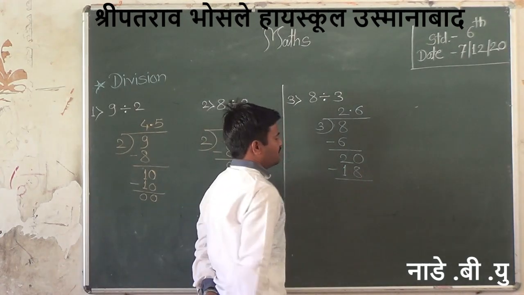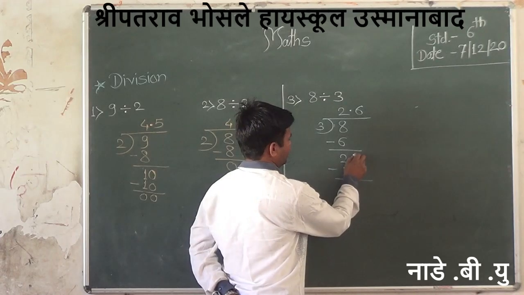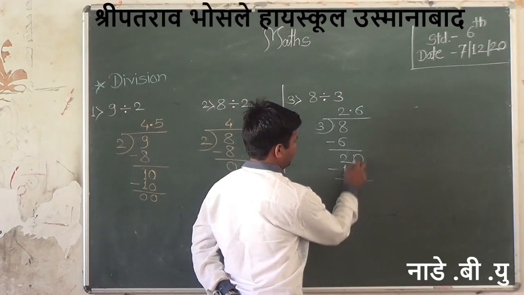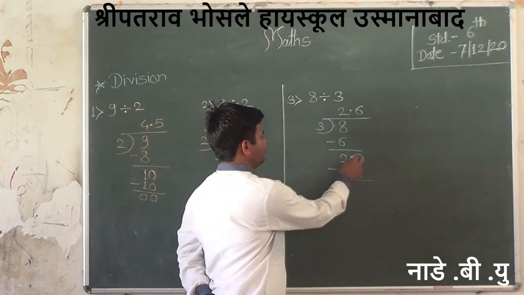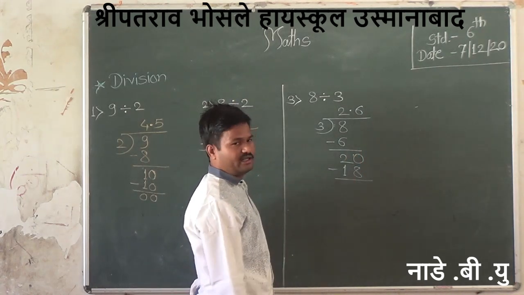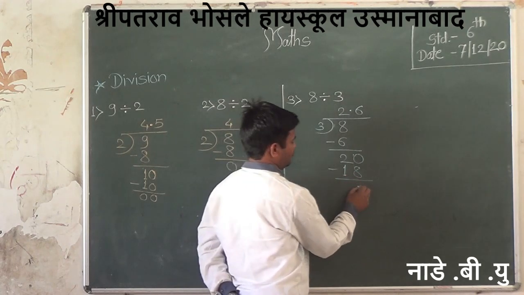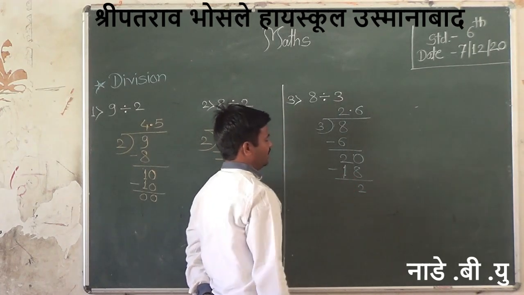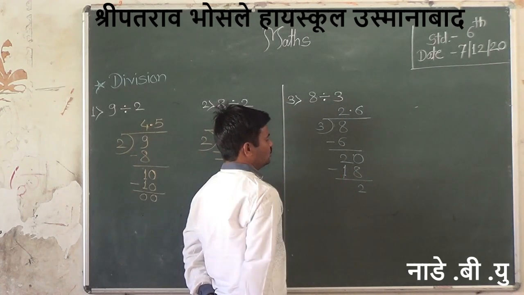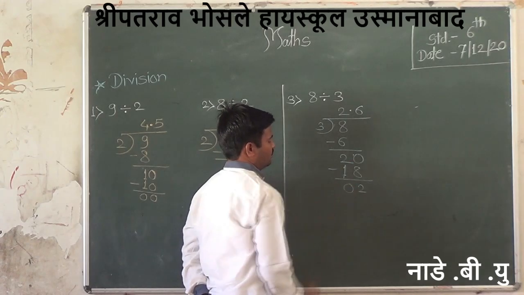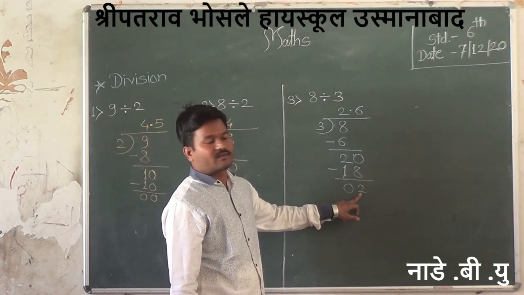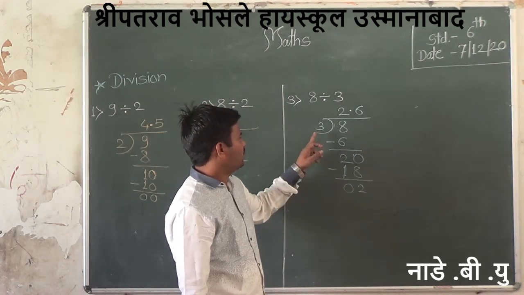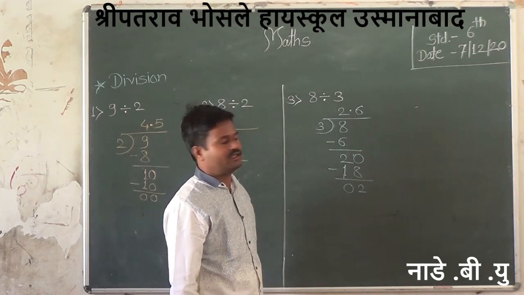Here 18 is subtracted from 20. 10 minus 8: here 8 cannot be subtracted from 0, hence we take a carry. Here 10 minus 8 is 2, carry back. Here the 1 and 1 make 2, and 2 minus 2 is 0. Here the remainder is 2. Again, 2 is not divisible by 3.